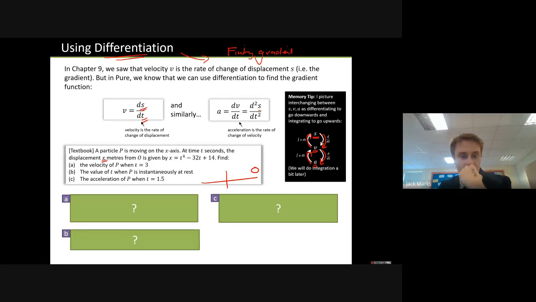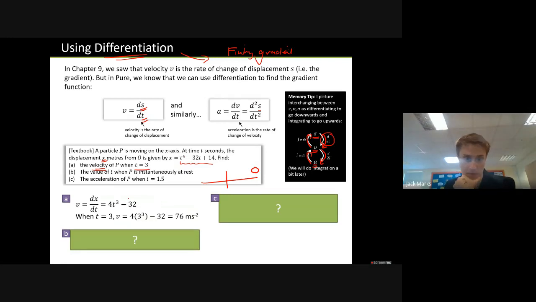So what's the velocity when t equals 3? Well, I don't know, because that equation there is not for velocity. It's for displacement. So I'm going to have to differentiate my equation, then I will be ready to use it. So I need to differentiate t to the 4 minus 32t plus 14. It's 4t cubed minus 32. And then if I want velocity at that time, you put that time into the velocity equation, which is this, 76 meters per second. That should be a 1, that shouldn't be a 2.